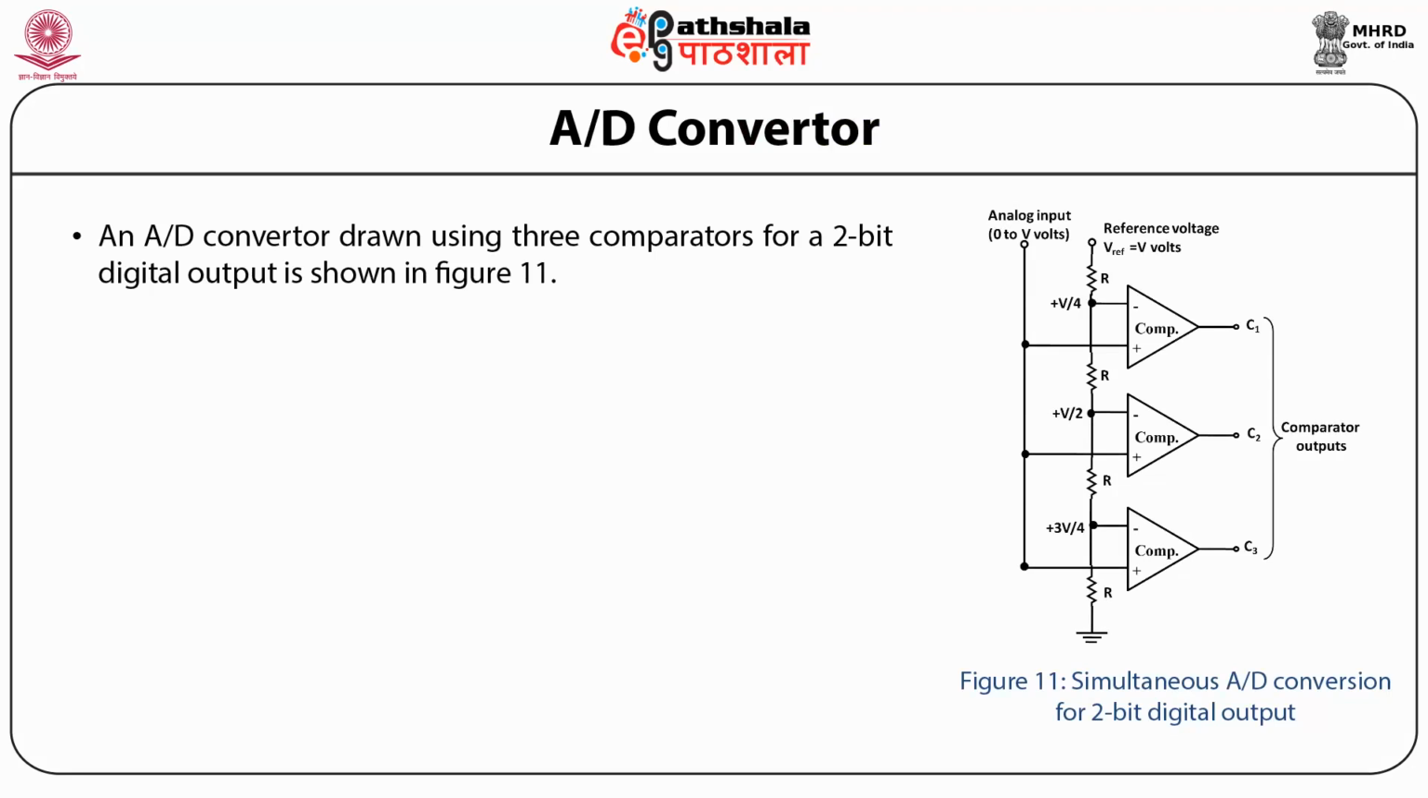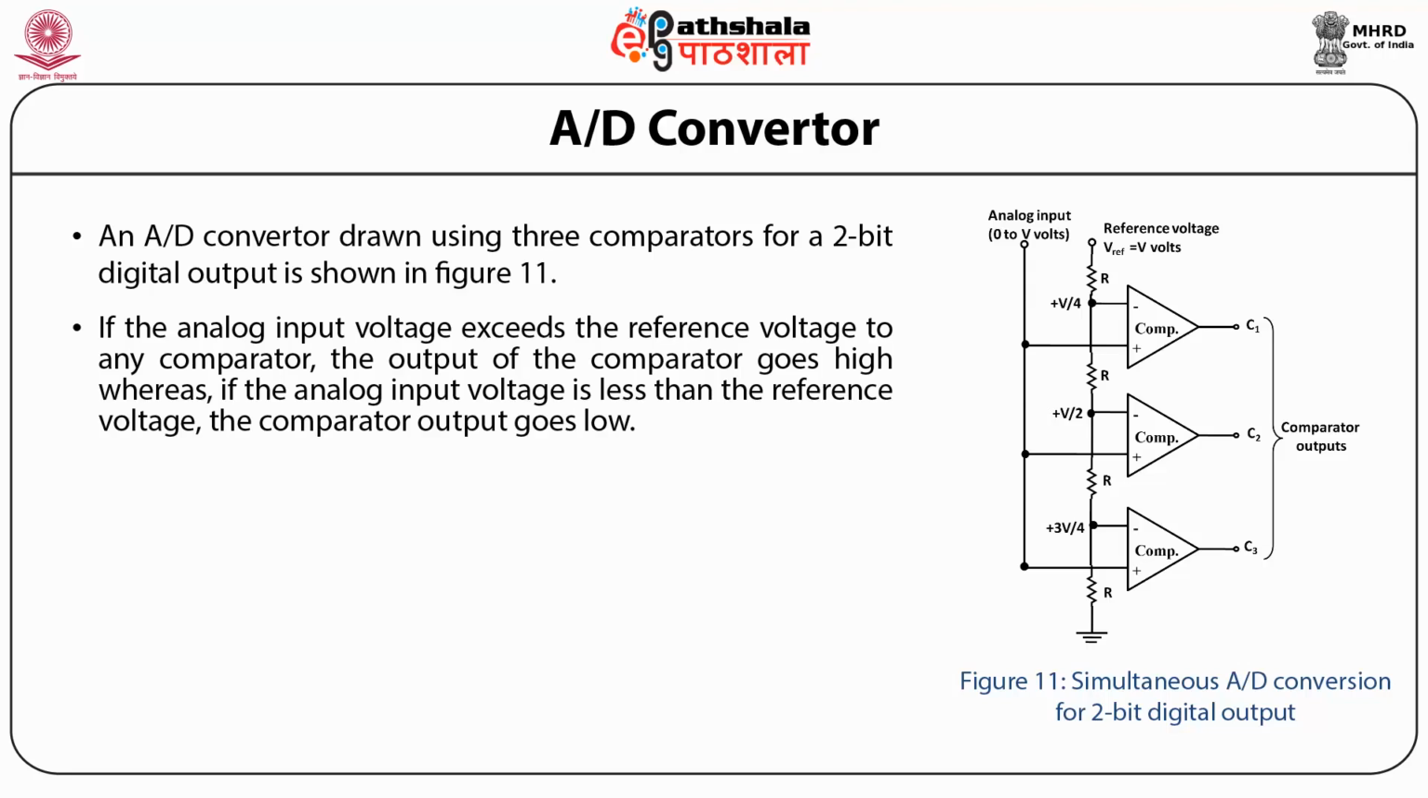An A to D converter, which is drawn using 3 comparators for a 2-bit digital output, is shown in the figure below. We can see that the analog input serves as one of the inputs of all the comparators, whereas the reference voltage is another input to all comparators. If the analog input voltage exceeds the reference voltage to any comparator, the output of the comparator goes high, whereas if the analog input voltage is less than the reference voltage, the comparator output goes low.